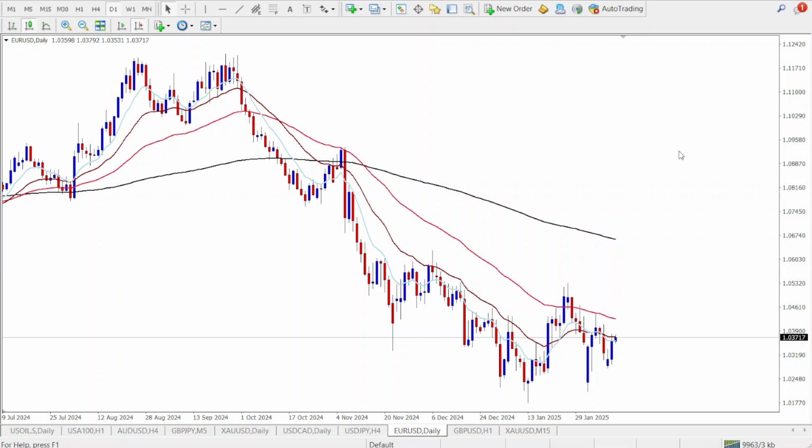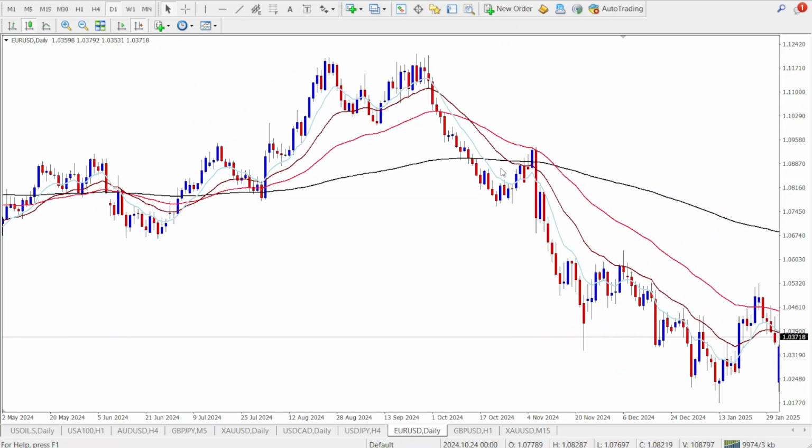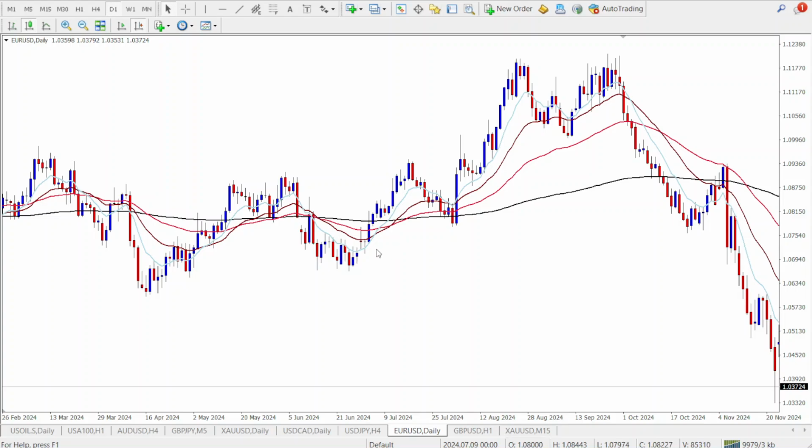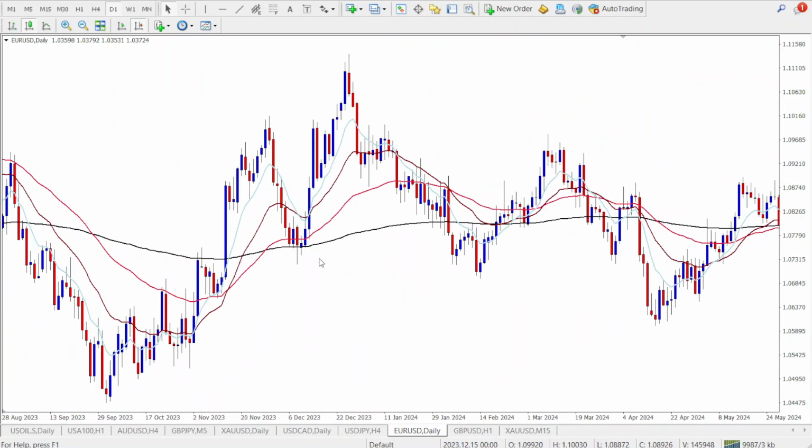Some key candlestick patterns to watch include pin bars, or rejection wicks. You can see something like this. Pin bars or rejection wicks indicate price rejection at key levels. Most of the time you're going to find pin bars around support or resistance levels.